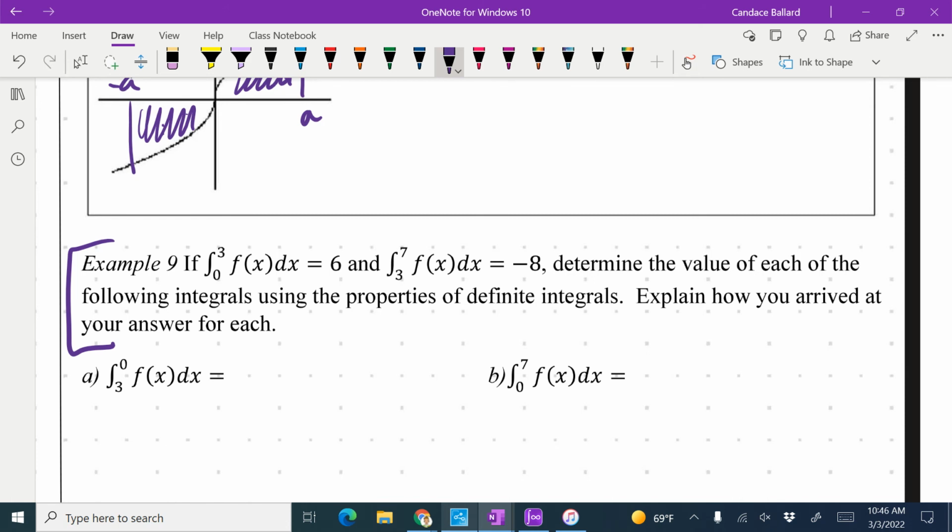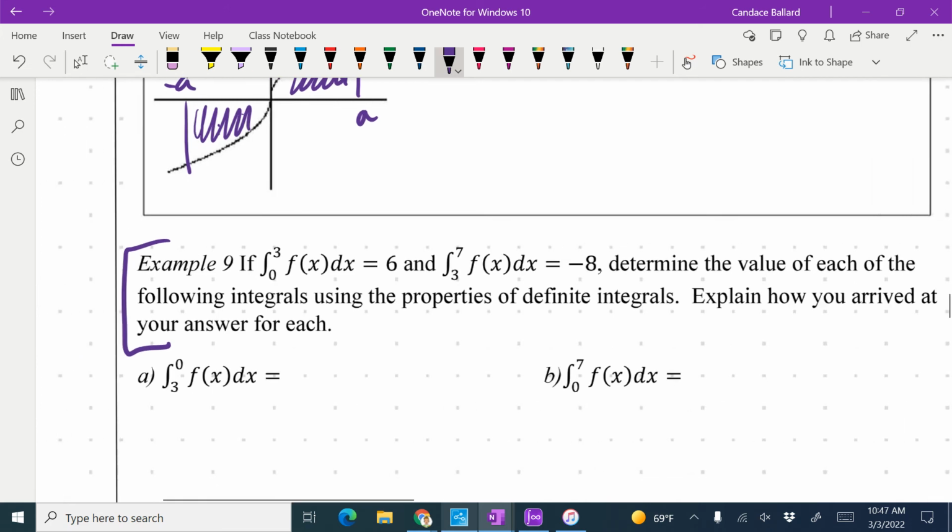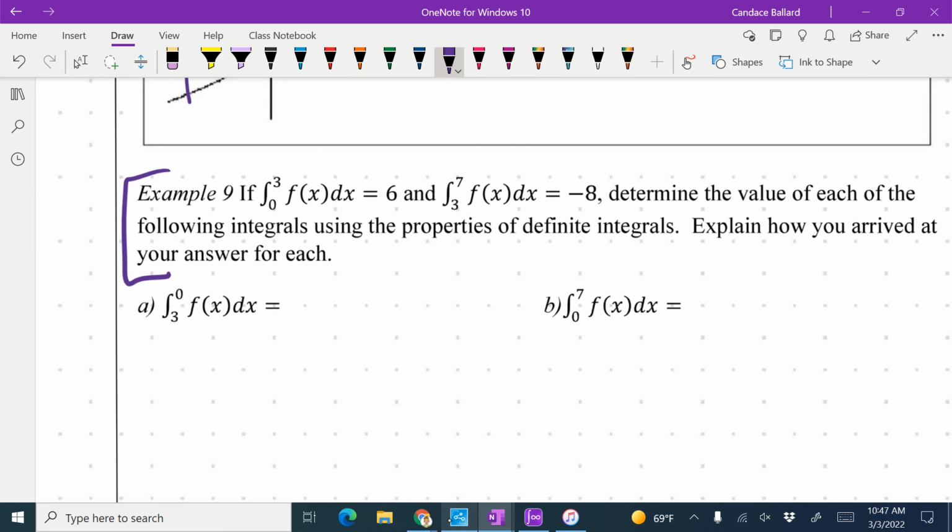Okay, so they gave us two integrals. They told us that from 0 to 3 of f of x dx equals 6, and from 7 to 3 of f of x dx equals negative 8. Okay. We're going to use our definite integral properties, and then for the explain how you arrived at each answer, you're just showing your work. Okay. So when we just talked about this a few minutes ago, do we like the look of this thing right here? Do we like that bigger number on the bottom? No. So how do I fix that? Yep. And then what do I do with the bounds? Flip them. Good.